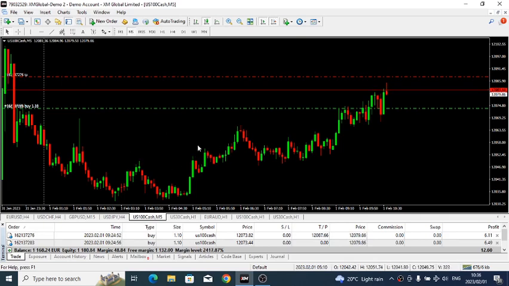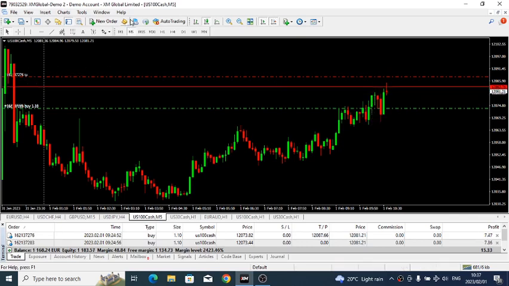I just wanted to do this video, although I don't normally trade my indices around this time. I just wanted to make people understand what is an order block. You see, I took this trade from here for buy. You see, there's a green candle here.